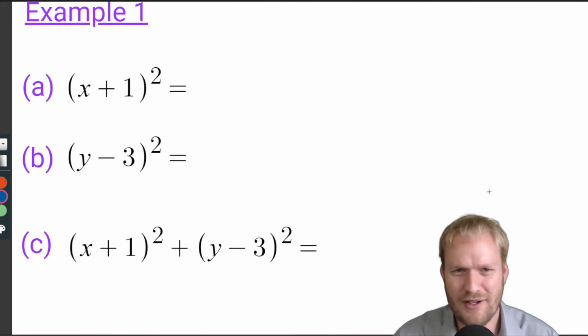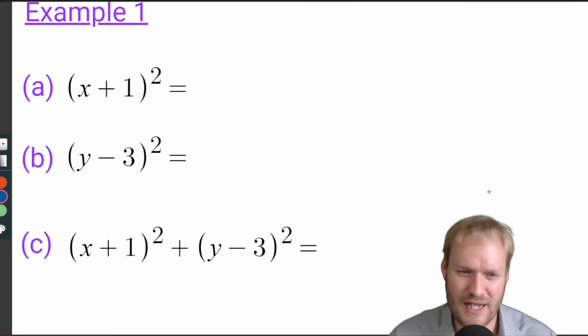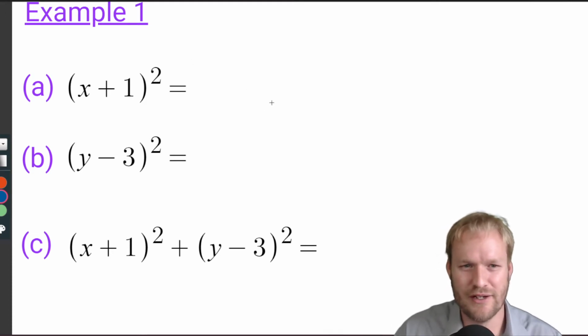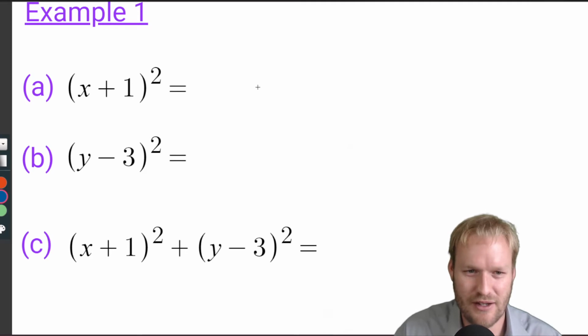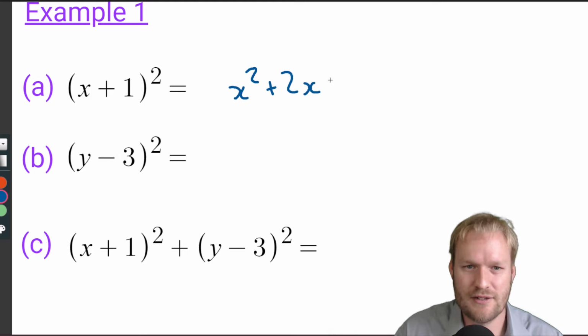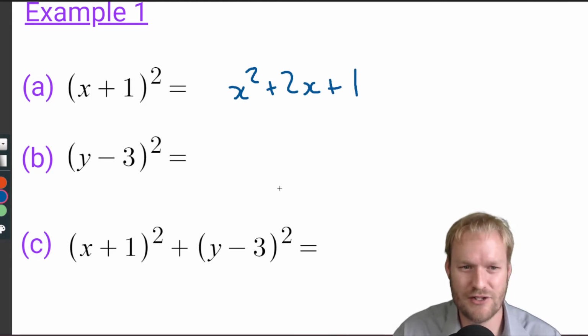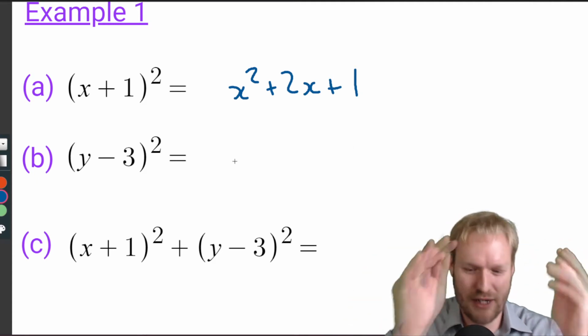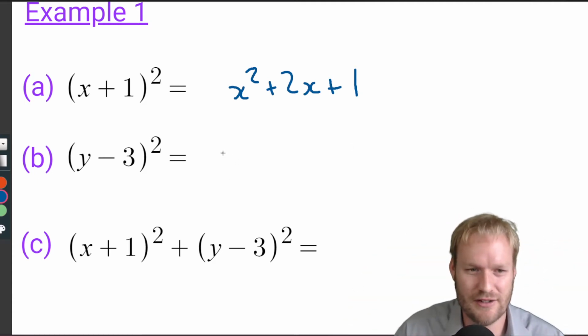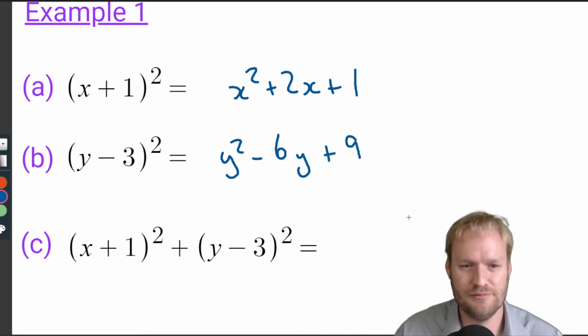Example 1. Let's just square out these binomials. So take a pause, go through them, and let's see if we get to the same thinking in a short while. So x plus 1 all squared is x plus 1 times x plus 1, and we get x squared plus 2x plus 1. Okay, then we could do a similar thing with y minus 3. So that's y minus 3, y minus 3. So it is y squared minus 6y plus 9.